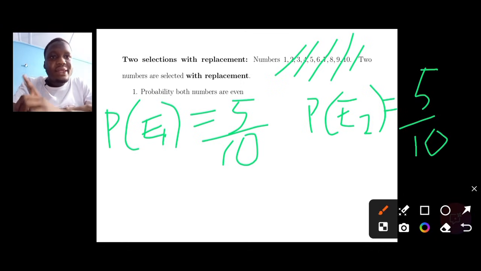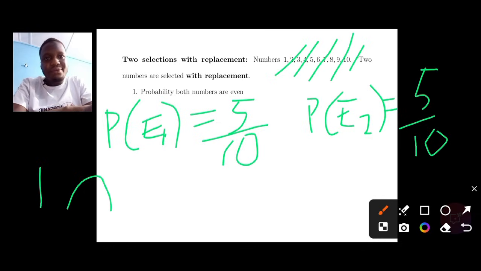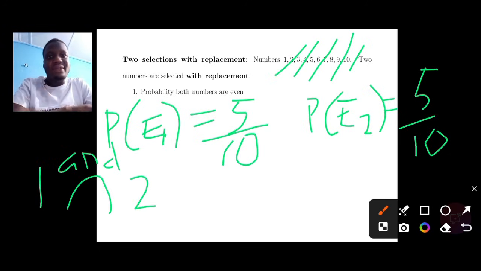So both being even means that the first one is even, and second one is also even. Take note, for probability, and means intersection. First one is even, and second one is even. That is intersection. To get that, we multiply this by this.